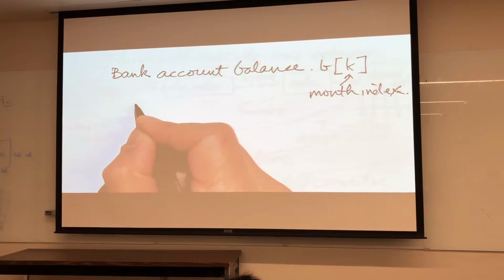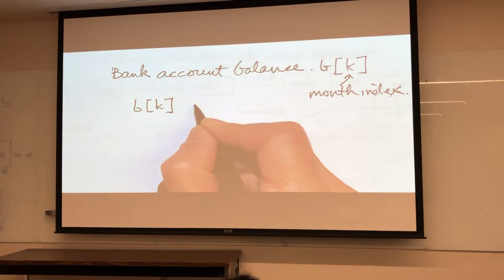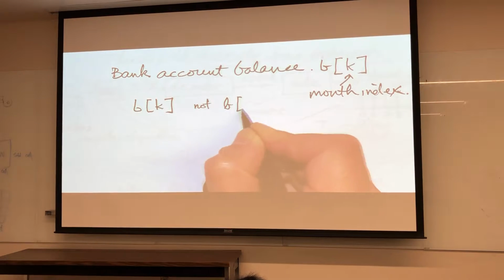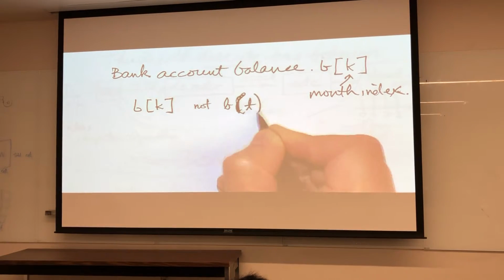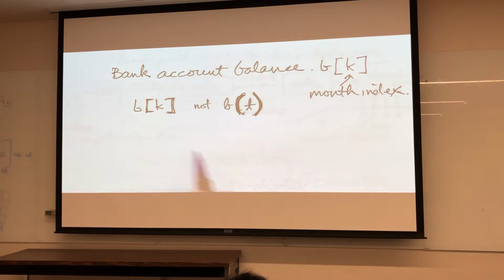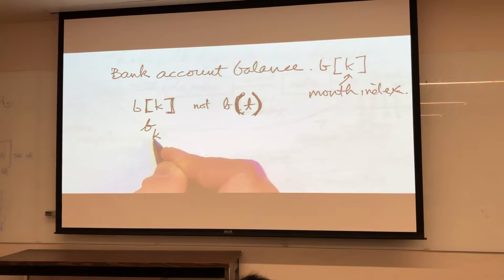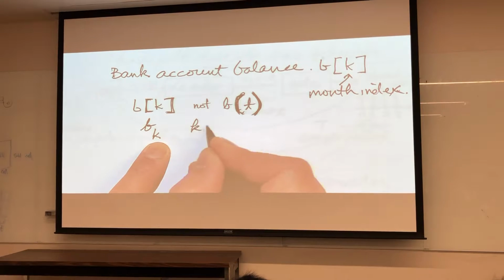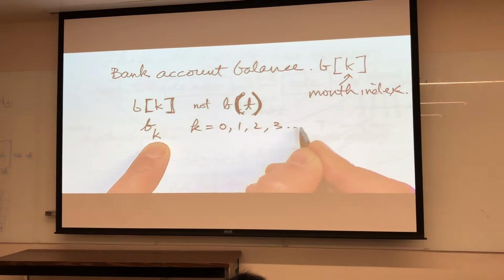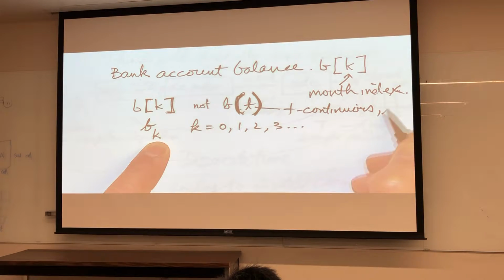So the bank balance is inherently something that changes monthly, not continually. Notice these are parentheses, whereas these are brackets. So this is one way I could distinguish between the two. Or you might want to say B sub K. This is sometimes a notation that people will use. This is something that increments, K equals 0, 1, 2, 3, and so forth. T is continuous. It's a real number.